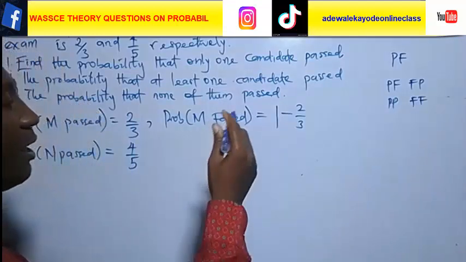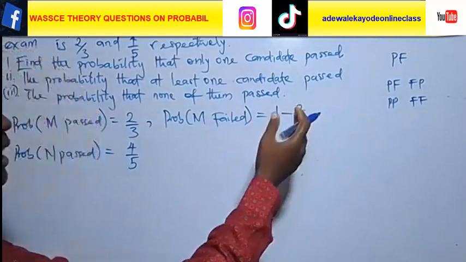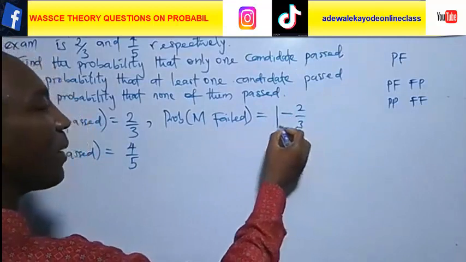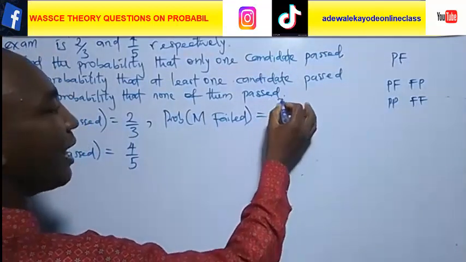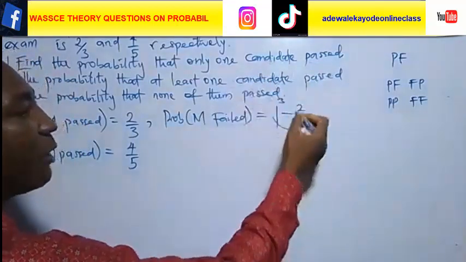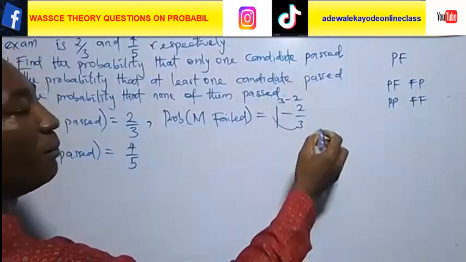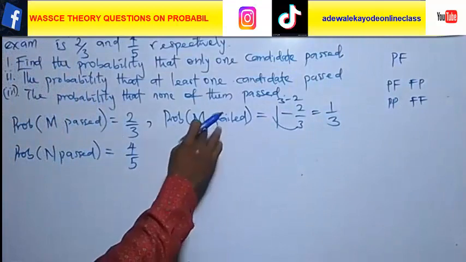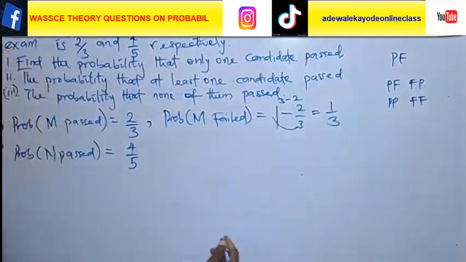The trick says, once you see a fraction being taken away from a whole number, what you just need to do is multiply the denominator with that whole number. 1 times 3 is 3, and then take that numerator out of it. That's 2 away from 3, which gives 1 out of 3. So the probability that M fails is 1 over 3.